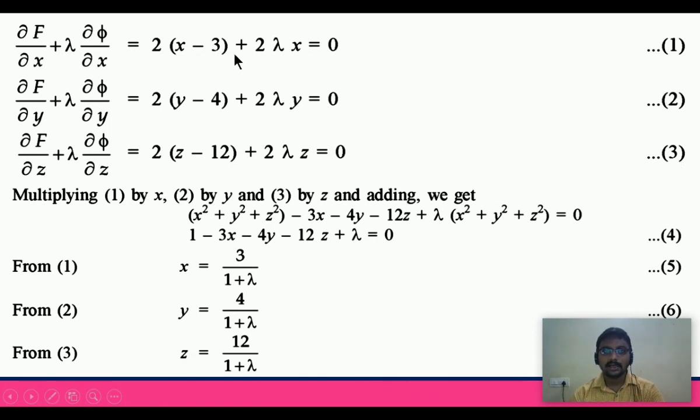Now 1, 2, 3 are multiplied with x, y, z respectively and added. So we will have the relation between x, y, z and lambda. Now from equation 1 we will have x is 3 by 1 plus lambda and y is 4 by 1 plus lambda and z is 12 by 1 plus lambda, which are obtained by taking out the common variable and equating to lambda expression. So that is z is 12 by 1 plus lambda.